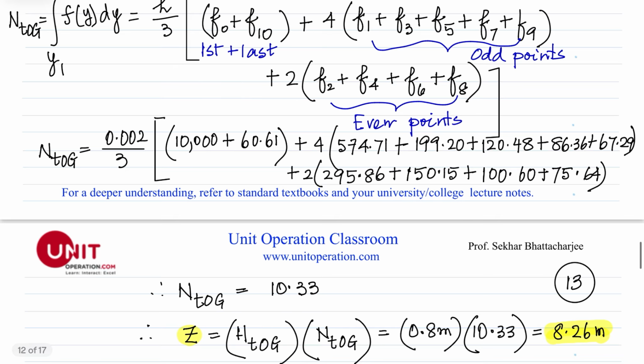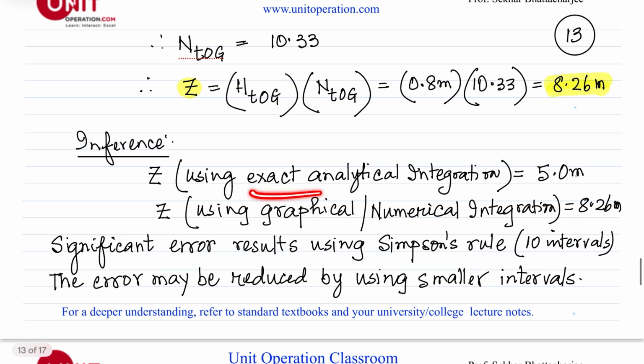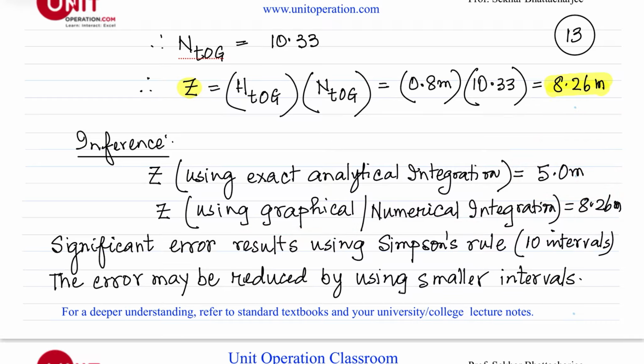If we do the integration, we get NTOG as 10.33. And if we multiply it by HTOG to find the height of the packing, it's 8 point something. That is a significant difference between the exact analytical integration and the graphical technique. So this was 5 meter, that is 8.26. Quite a difference.